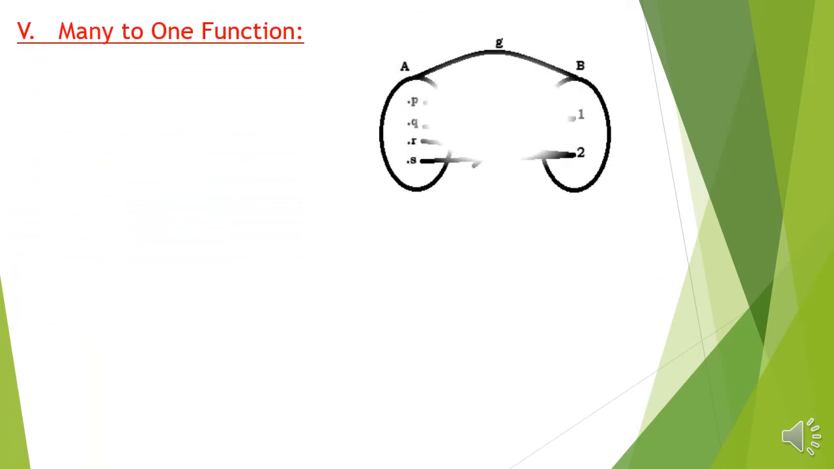So the last type, the last function, is a many-to-one function. We need a mapping diagram. You can see the mapping diagram. The pre-images of 1 are P and Q.